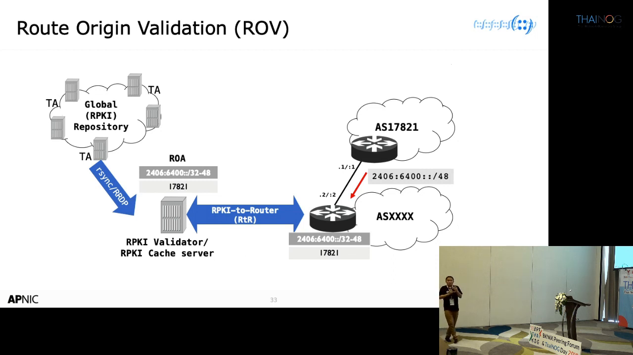Right? So what you will look at is, you will first look at the prefix itself, 2406:6400. Okay, it matches, prefix matches, good. It will next look at the max length. The max length is up to a /48 here. What you receive is a /48, good. And then you will look at the origin AS. In this case, the origin AS is 17821. Your ROA says the origin AS is 17821. It's a valid ROA. So your BGP router will now tag that route as a valid route, right?